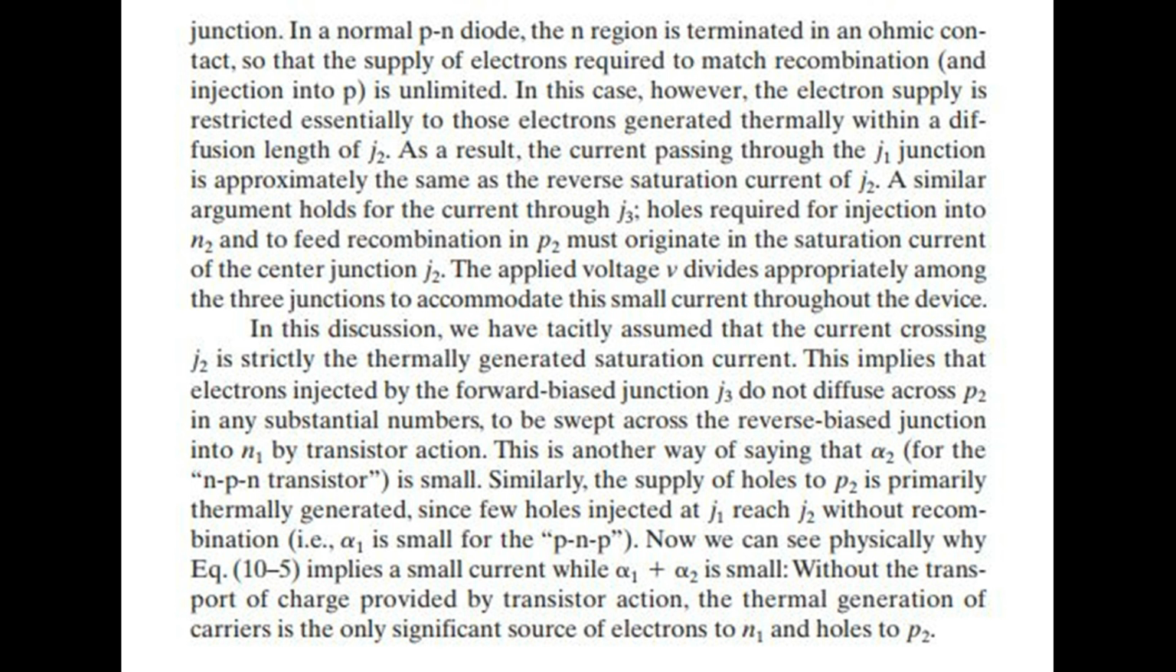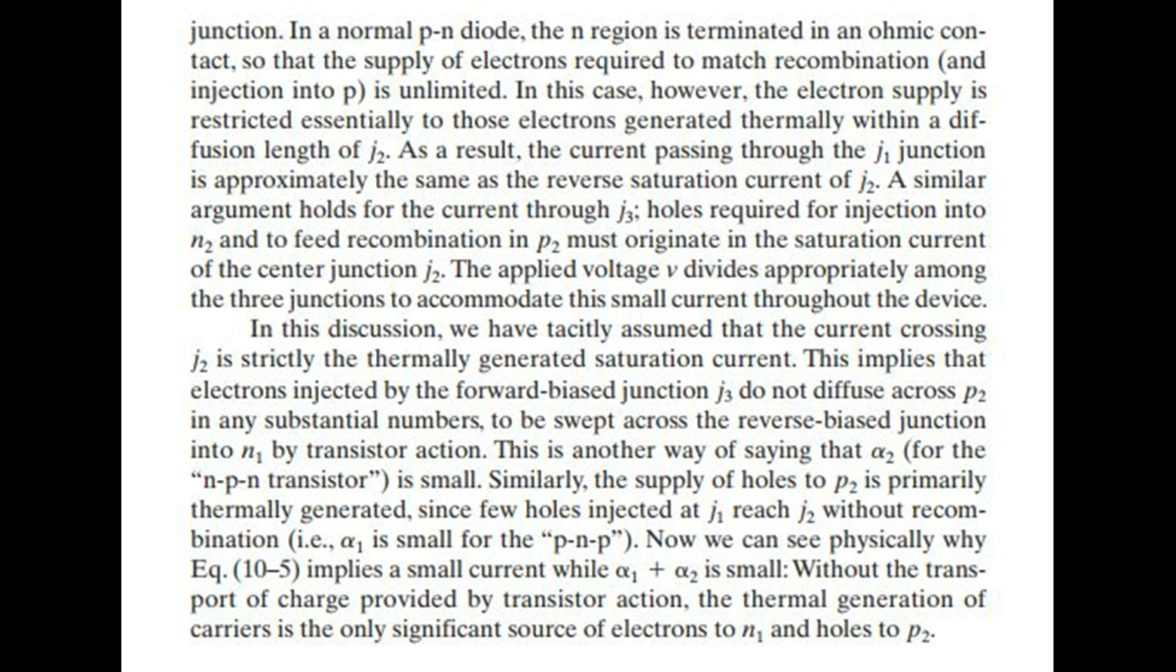In this case, however, the electron supply is restricted essentially to those electrons generated thermally within a diffusion length of J2. As a result, the current passing through the J1 junction is approximately the same as the reverse saturation current of J2. A similar argument holds for the current through J3. Holes required for injection into N2 and to feed recombination in P2 must originate in the saturation current of the center junction J2. The applied voltage V divides appropriately among the three junctions to accommodate this small current throughout the device.